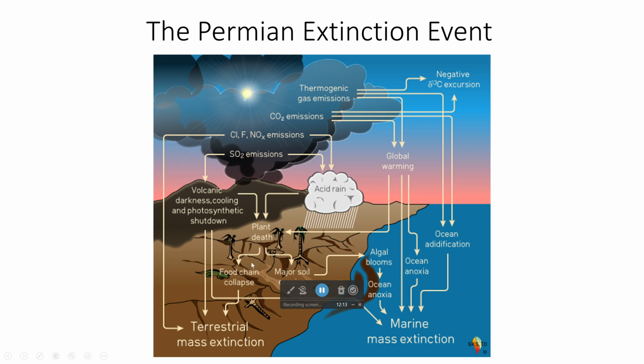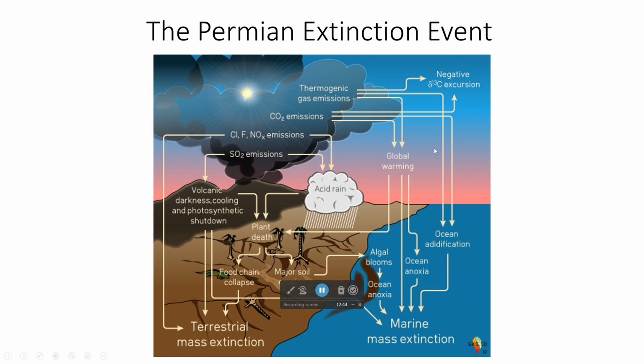And then that major soil erosion would have put an influx of nutrients into our oceans, causing lots of algal blooms. When there are major algal blooms, they die and sink to the ocean floor, and bacteria reduce that down and use up oxygen, creating really low oxygen environments. And those low oxygen environments kill off the organisms that are living in there. And then at the same time, you're also getting ocean acidification from that acid rain.